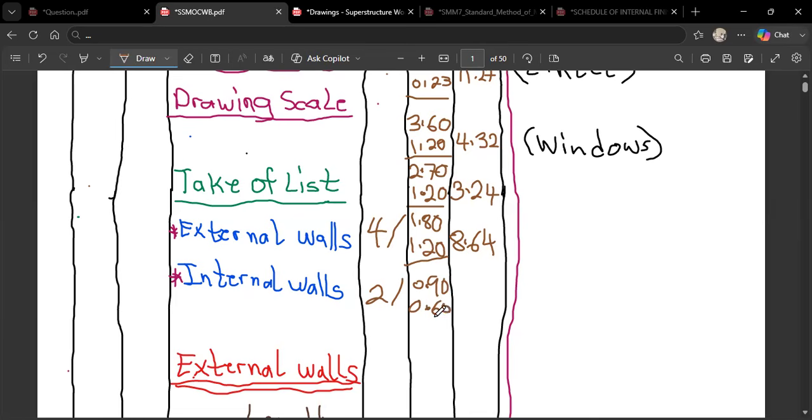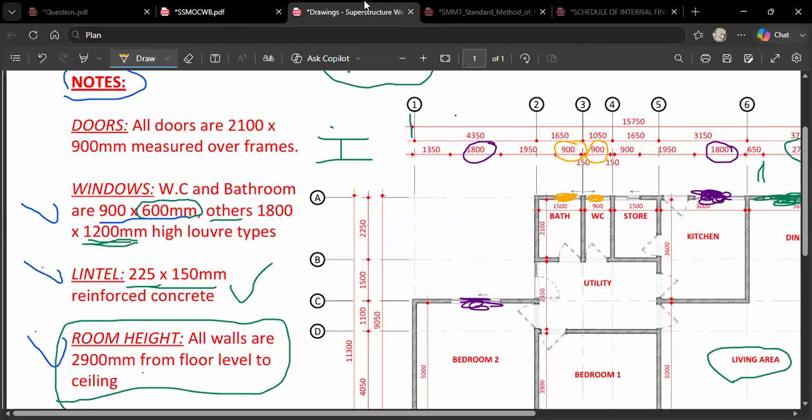So all of this, if you multiply, you're going to get 1.08. Then let's also go and focus on the other 900 window. So the other 900 window, this is over here.